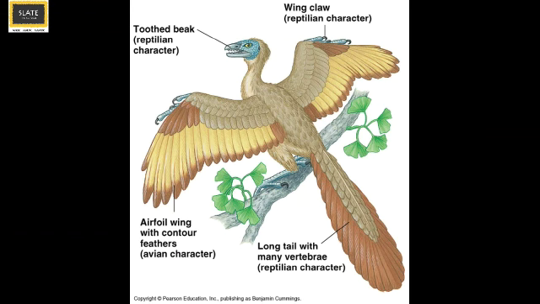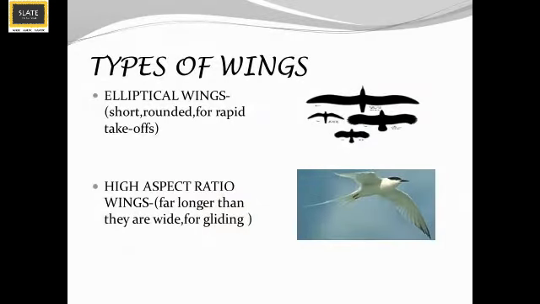The shape of the wings also plays an important role in the flight of a bird. Short, rounded wings help the bird in having a takeoff. Long, pointed wings give them speed. Long and narrow wings help in gliding.